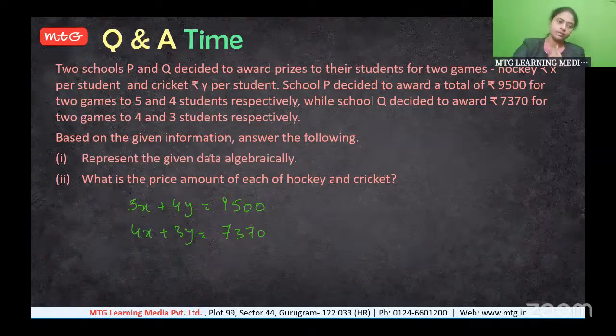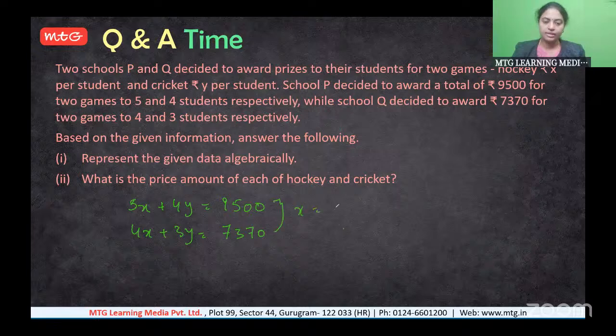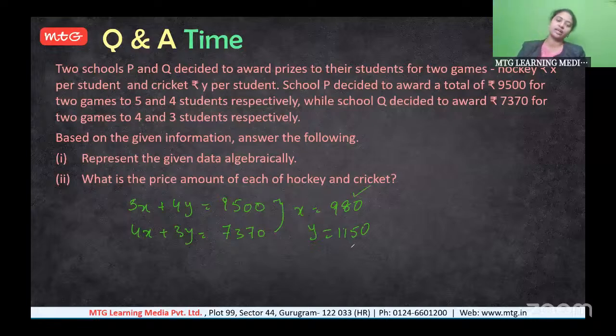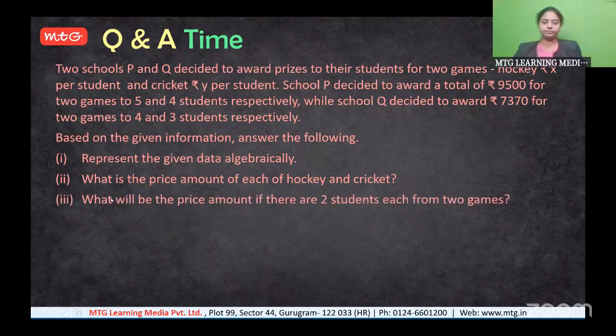Yes, right answers. Perfect. So now if you solve these two equations, you'll get the x value as 980 rupees and the y value as 1150. So the hockey prize, or the award which is given for the hockey game, costs 980 each, and for cricket it is 1150. So the last question of this case study is here.